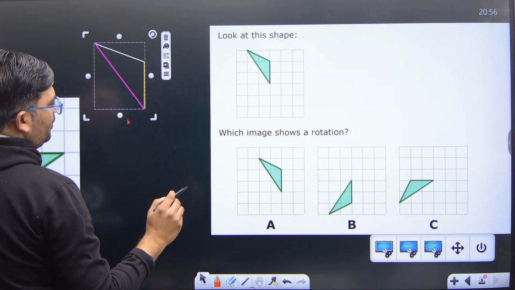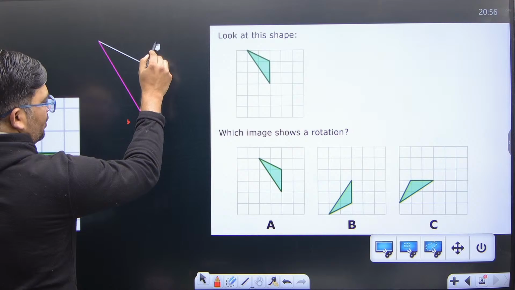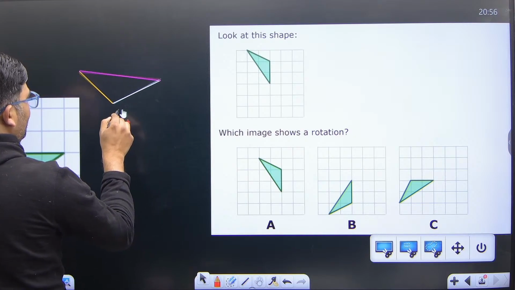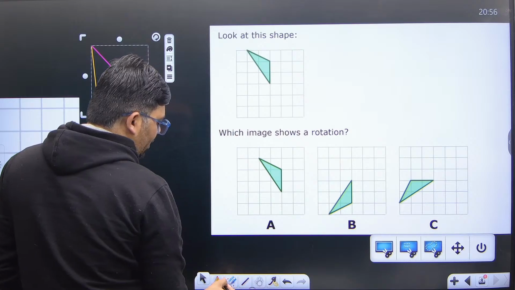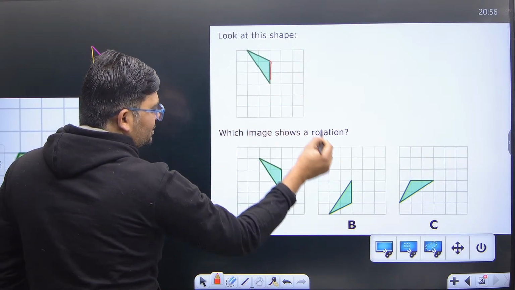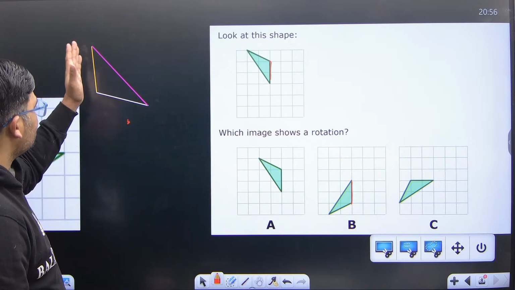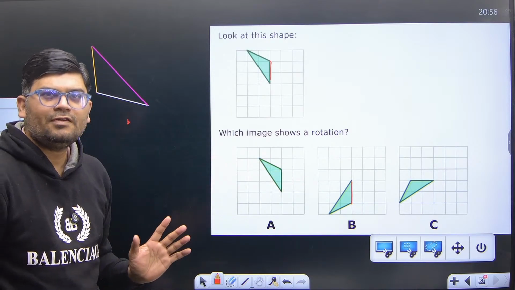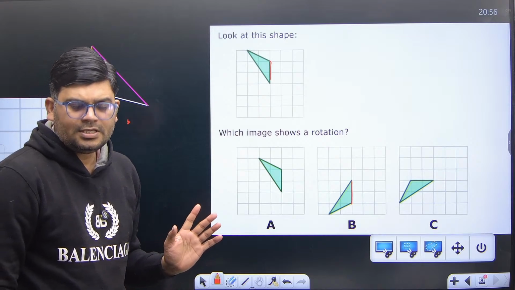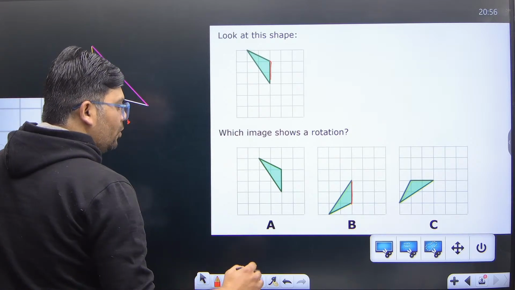Coming to the B part. Now see carefully what is happening. This is the yellow line. So the yellow line I had to make like this. You have to understand, this line is the same line as this. So when I make this line like this, this is the shape that I got. But B is different from that. So B could not be the answer. So the only option left is C.